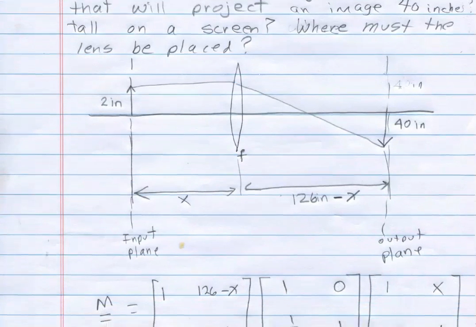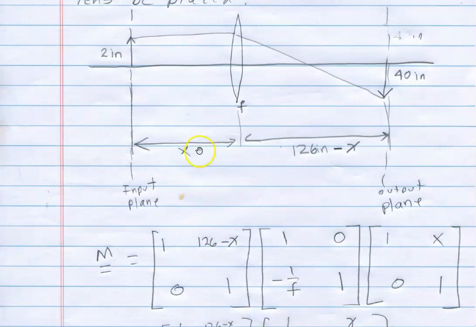And as usual, once we've got our input plane and object plane, we go from left to right, and we write it from right to left. So I first have to get from the object to the front of the thin lens, and that's simply a translation, and that's through a distance x, and the translation matrix is [1, x; 0, 1].